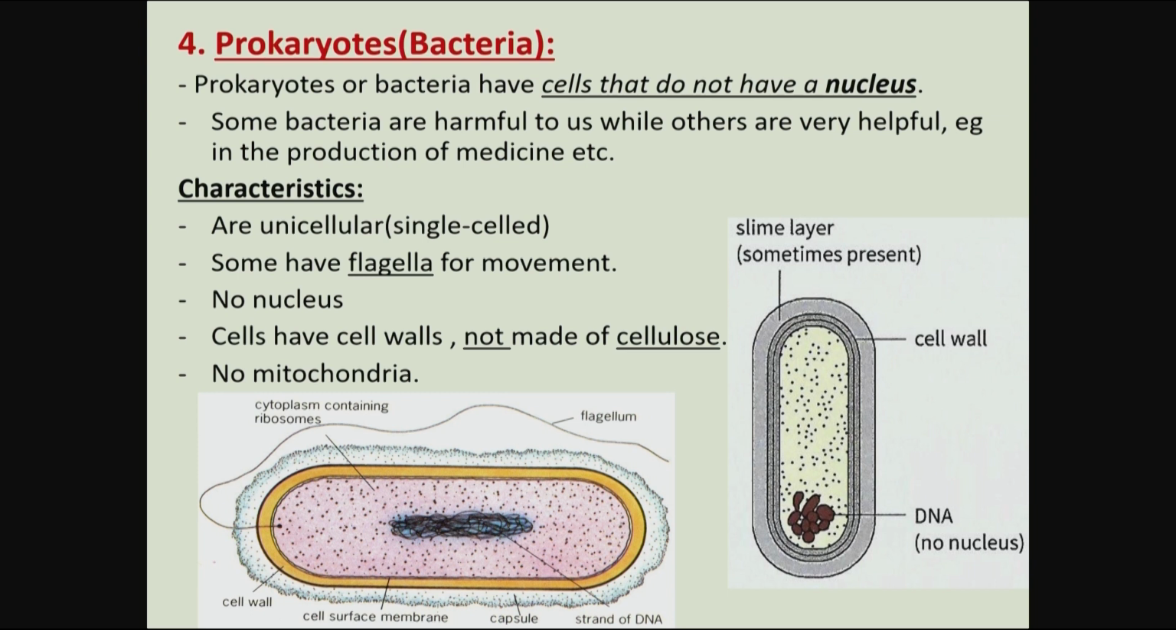They have a flagella, okay? If it's one, it's a flagellum, which they use for movement. Okay, they have no nucleus. I told you these are prokaryotes. They have no nucleus. So they just have a single strand of DNA or RNA. At times there can also be some plasmid, which also contains some DNA inside their cytoplasm. Their cells have cell walls, but their cell wall is also not made of cellulose, like in the case of plant cells. And they have no mitochondria.